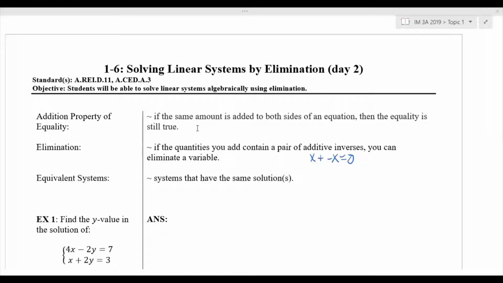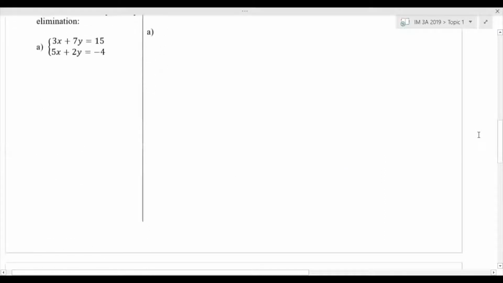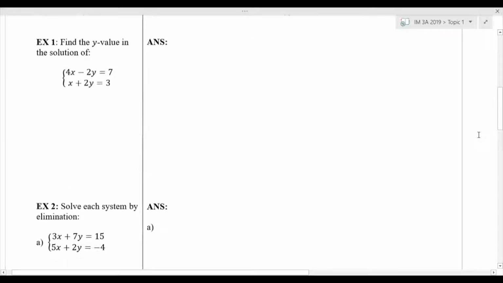And so elimination happens when I have a pair of additive inverses. For example, if you have x plus negative x, those two add to 0, and so that eliminates that value for x. We'll talk about equivalent systems, which are systems that have the same solutions. Okay, so for the first example, it's asking us to find the y value.